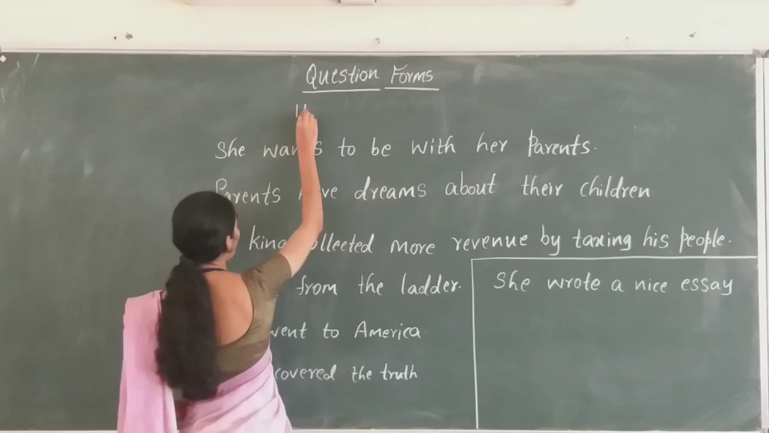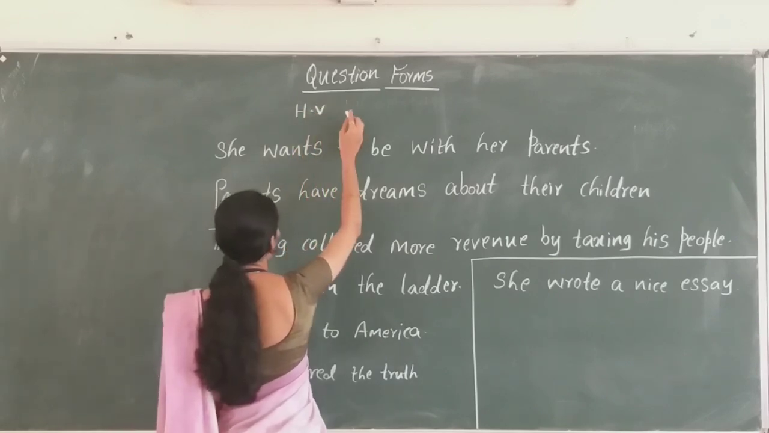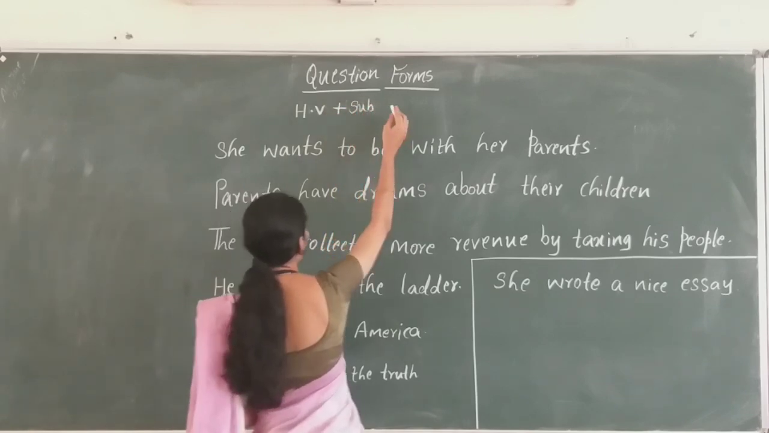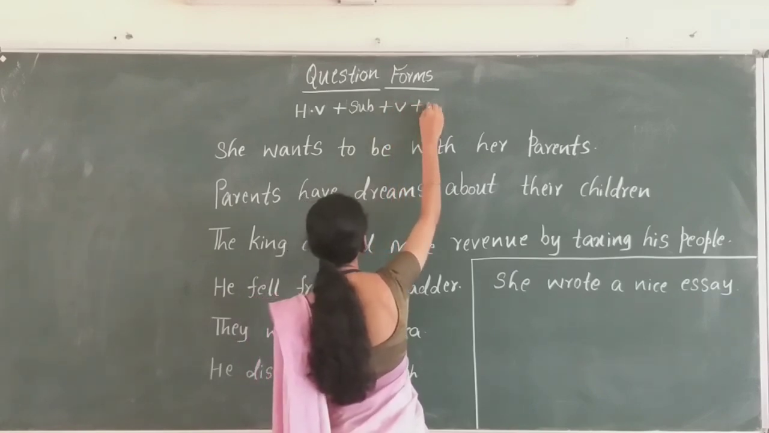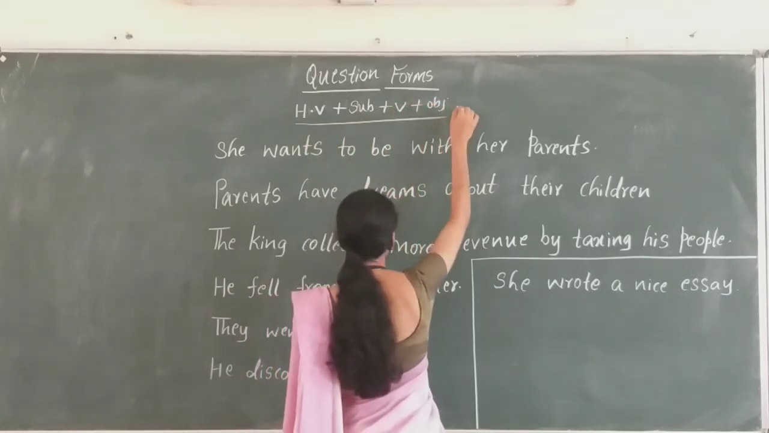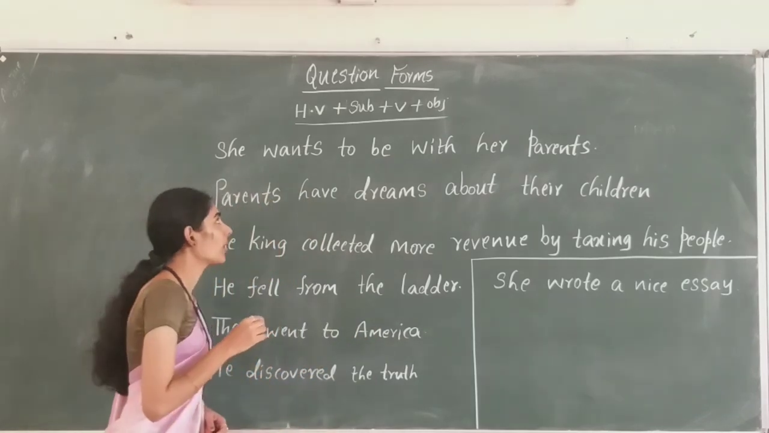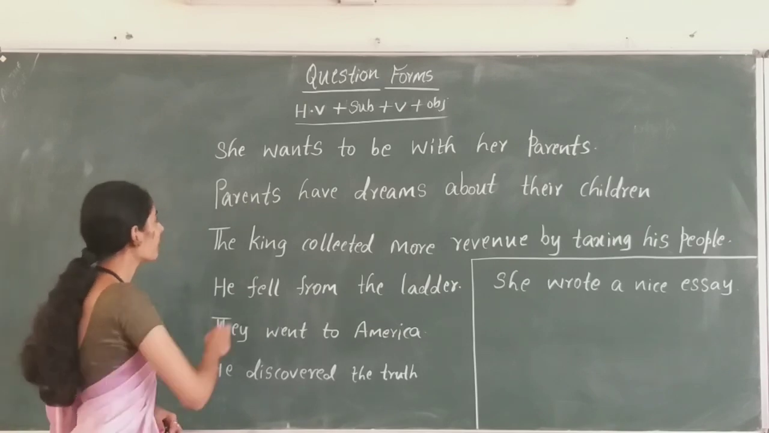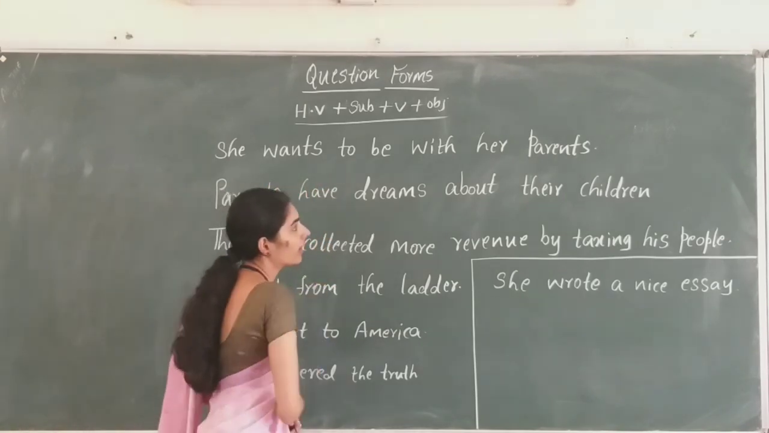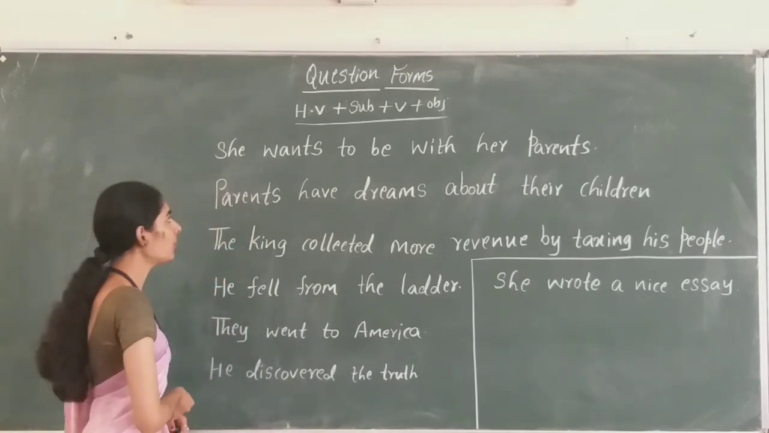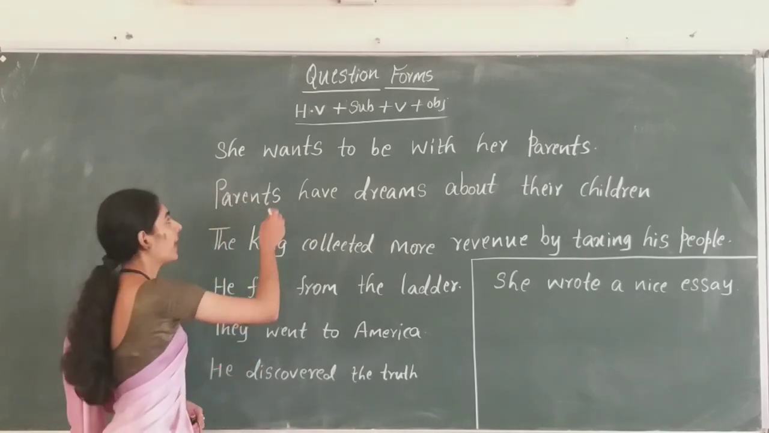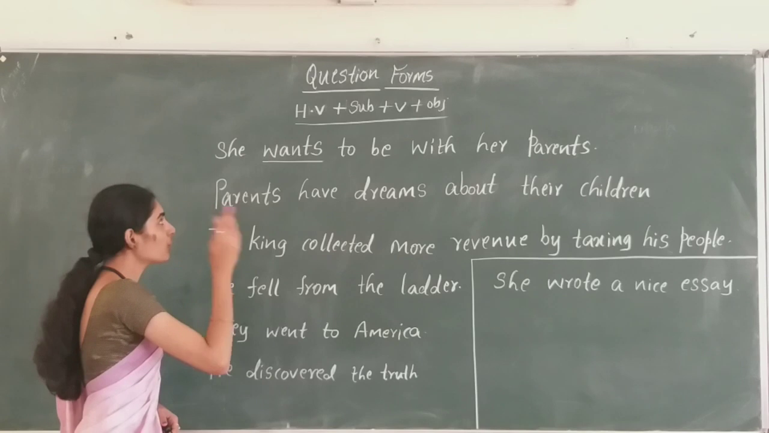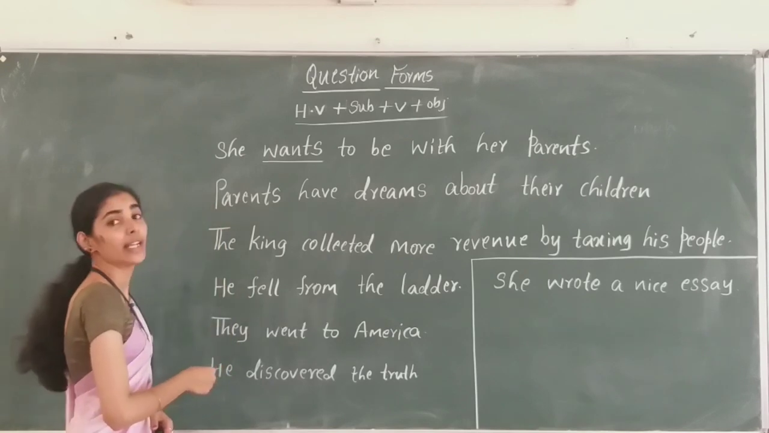That is helping verb or auxiliary verb, and then the subject, and then the main verb, and then the object. This is the structure of a do form question. Now look at the first sentence here: She wants to be with her parents. What you have to do is identify the main verb, that is wants. Remember, what are the do forms? Do, did and does, right?